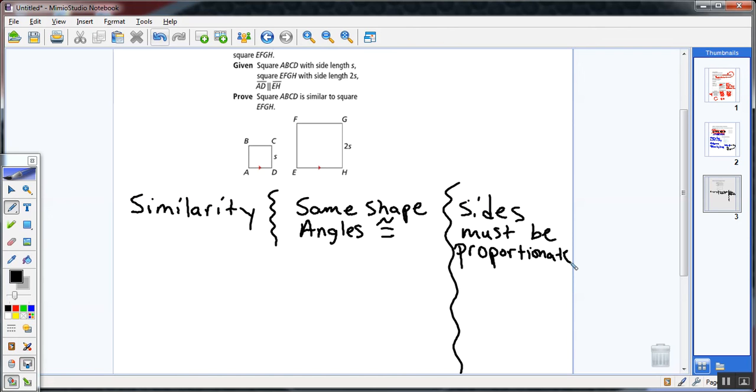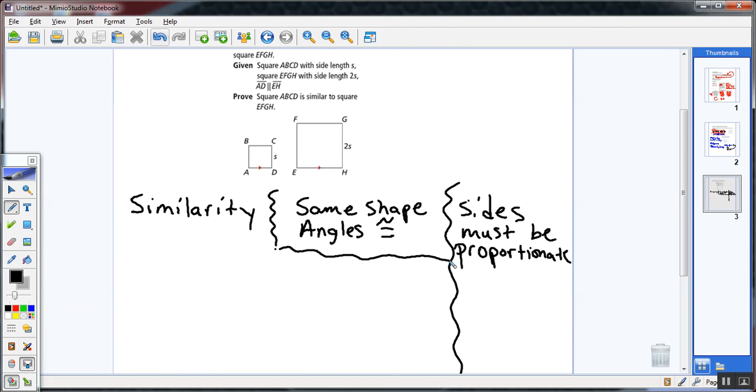What's given up there, kids? Square ABCD. That's kind of a funky sentence. It says square ABCD with side length S and square EFGH with side length 2S. And then AD is also parallel to EH. Doesn't make any difference what's parallel here. We've got to prove that square ABCD is similar to square EFGH.